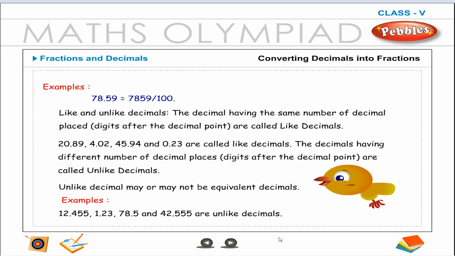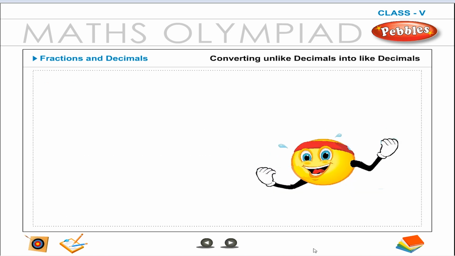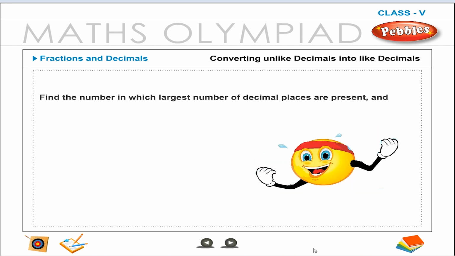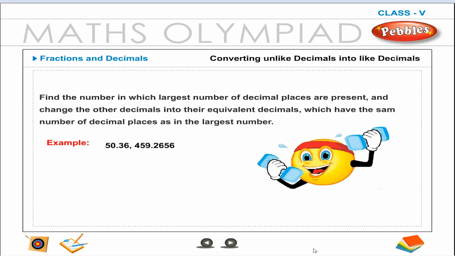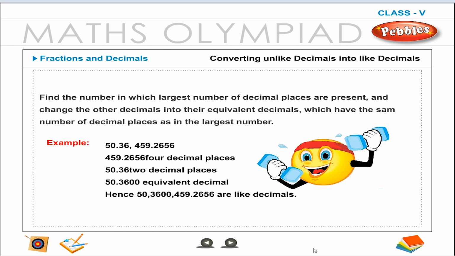Example, 12.455, 1.23, 78.5 and 42.555 are all unlike decimals. Converting unlike decimals into like decimals. Find the number in which the largest number of decimal places are present and change the other decimals into their equivalent decimals which have the same number of decimal places as in the largest number.